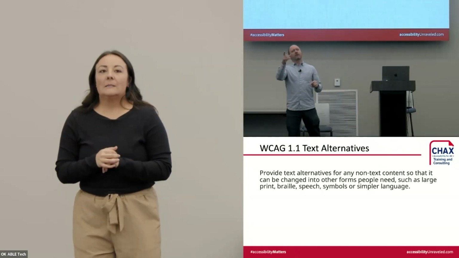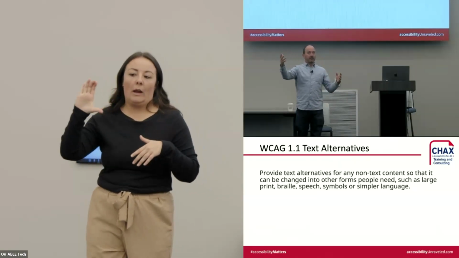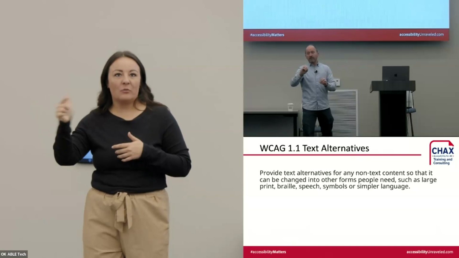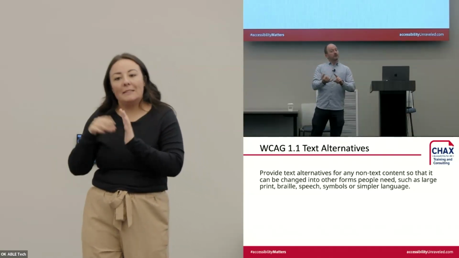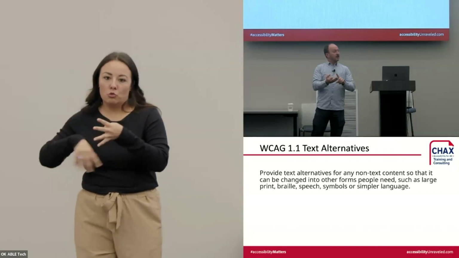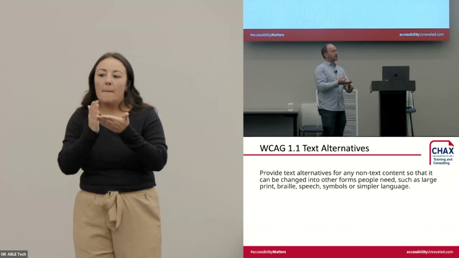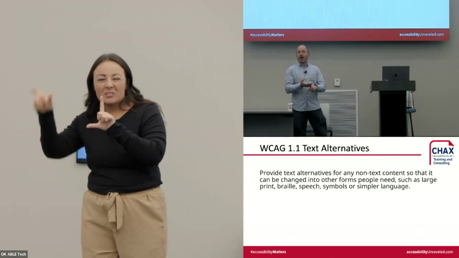And adding alt text falls under WCAG 1.1 text alternatives. And it basically simply says, you know, describe your images. And when I say images, I mean photos, but that also applies to charts and graphs and pie graphs, pie charts, things like that. And those get a little trickier to describe, don't they?